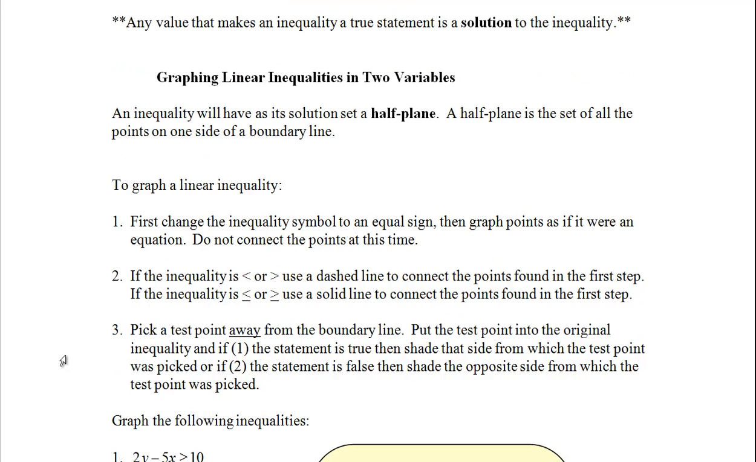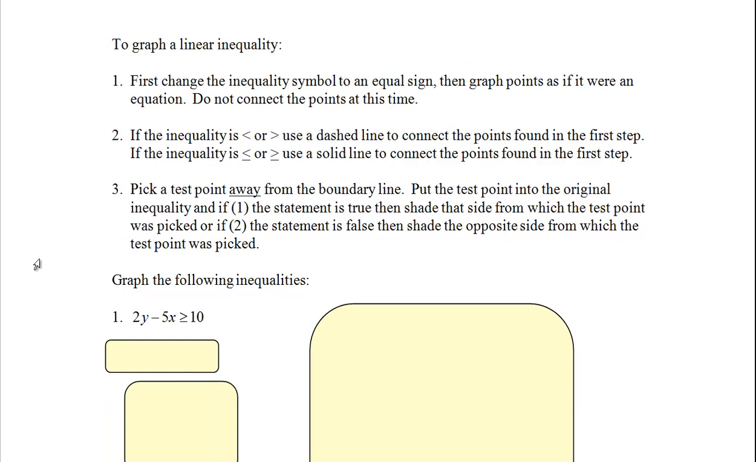Step 3, almost done. Pick a test point away from the boundary line. Put the test point into the original inequality, and if the statement is true, then shade that side from which the test point was picked. Or if the statement's false, then shade the opposite side from which the test point was picked. Because guys, if I do a line, then I've got my graph cut in half. One side works, one side doesn't. So let's see some examples. We're going to graph the following inequalities.